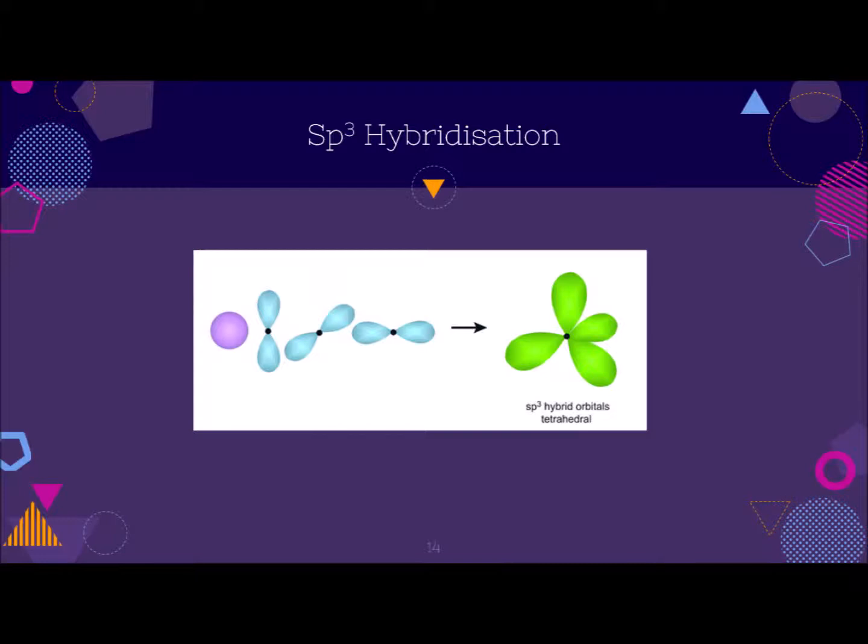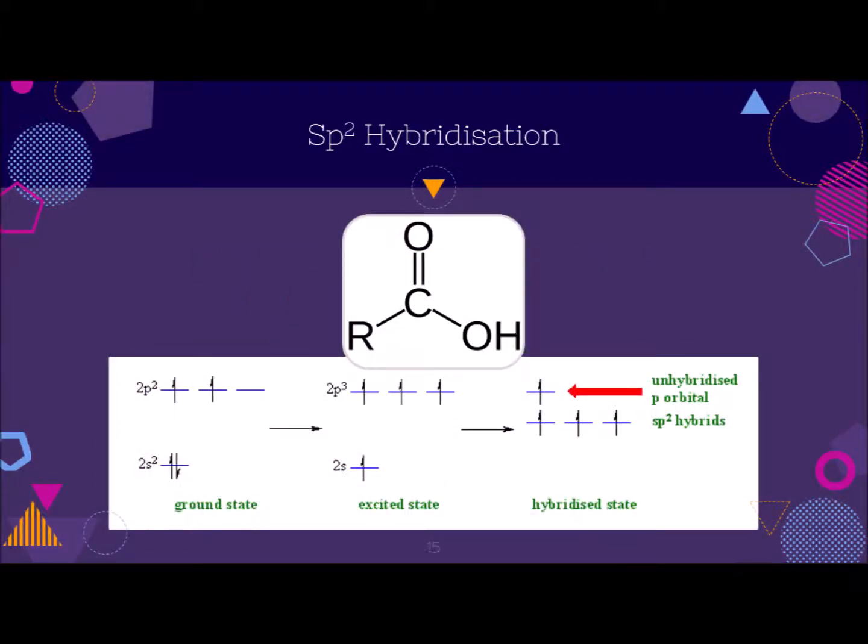Sp2 hybridization occurs when a trigonal planar molecule is formed, or when a pi bond is present. An example of this would be a COOH functional group. The carbon is still forming 4 bonds technically, but one of them is a pi bond, although it doesn't affect the shape. As it is effectively only forming 3 bonds, the shape will be trigonal planar, with a pi bond perpendicular to the plane of the molecule.